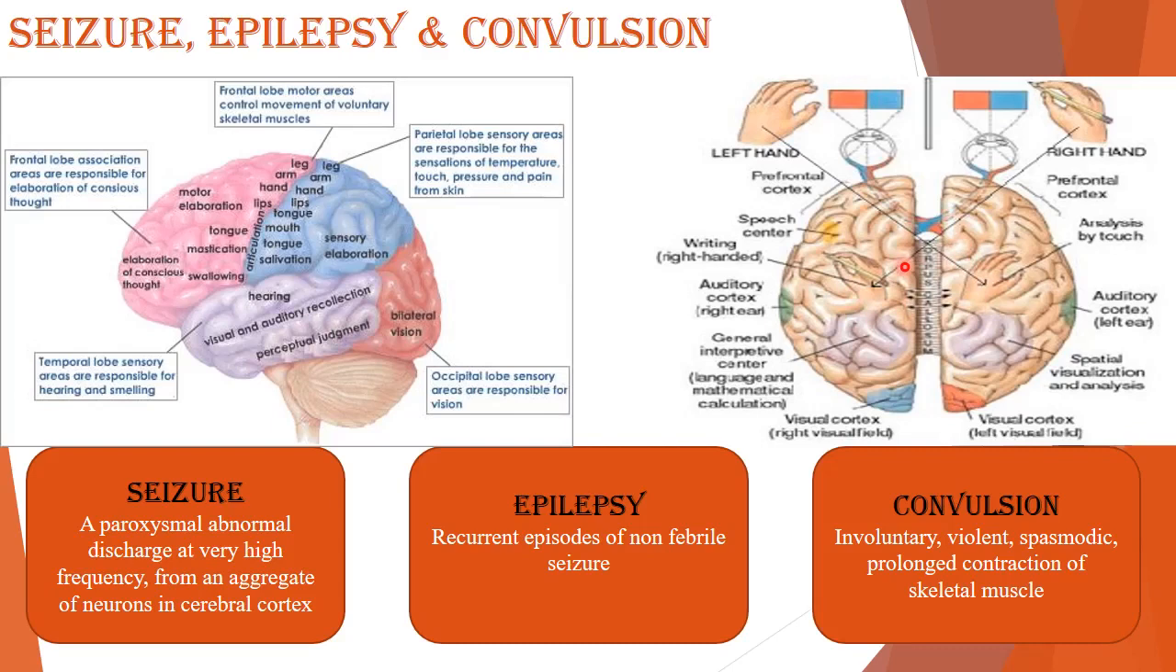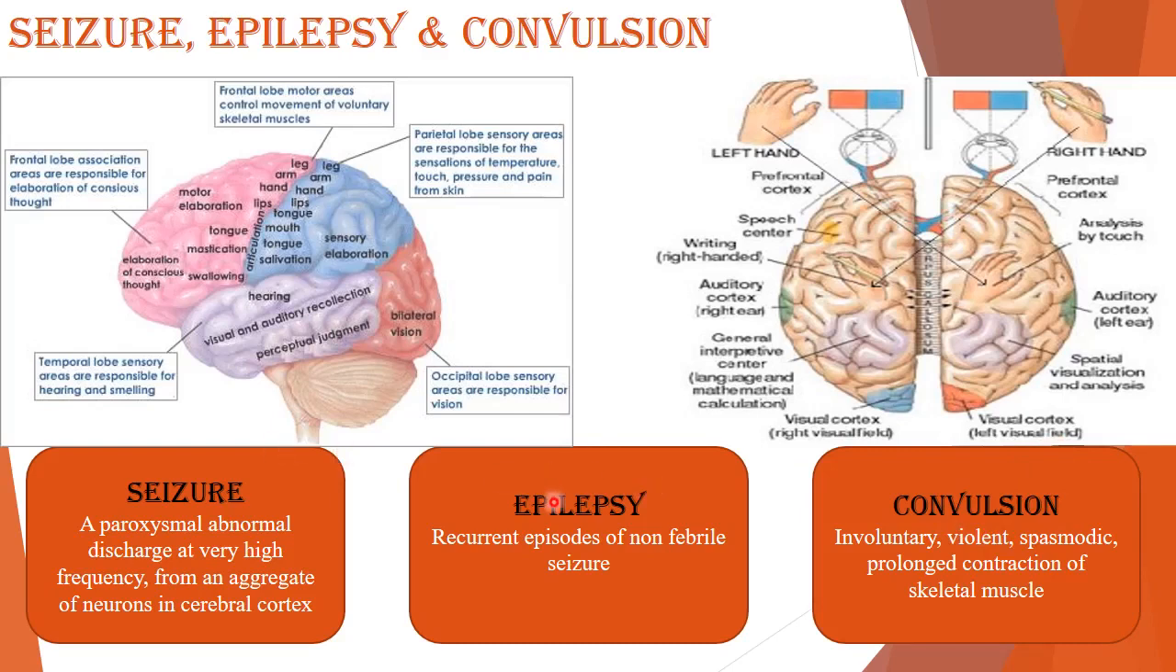Getting my points? Okay, now the next one is convulsion. Convulsion is nothing but involuntary, violent, spasmodic, prolonged contraction of skeletal muscles. Right? The patient may become unconscious. There is a jerking movement, shaking of hands, shaking of limbs. I'll show you the video. This is what we call convulsions. And this convulsion, we can say, is one kind of symptom of the seizure. It is one kind of sign and symptom of seizure or epilepsy. But this is also correct: without having epilepsy or seizure also, the person can have convulsions. Or without having convulsion also, the person can have epilepsy or seizure.